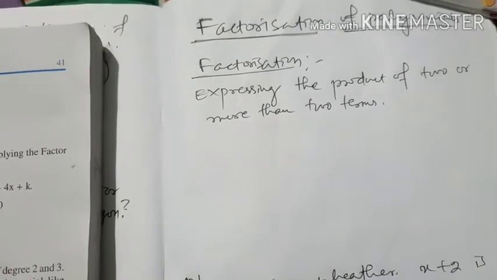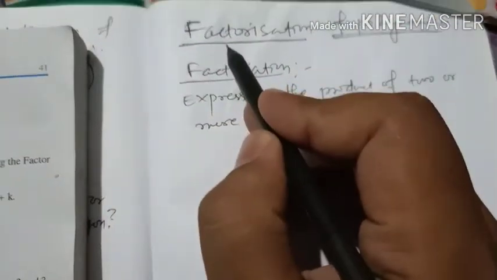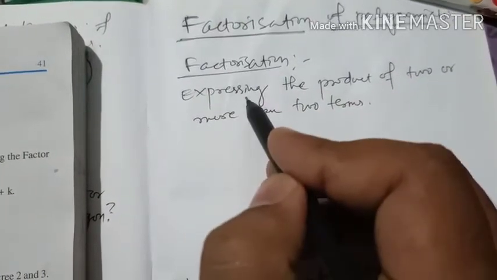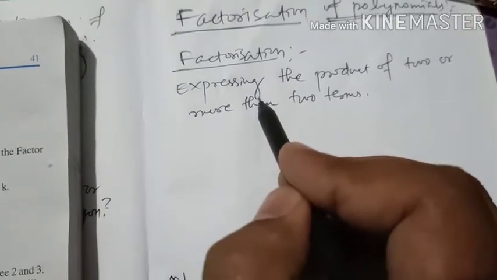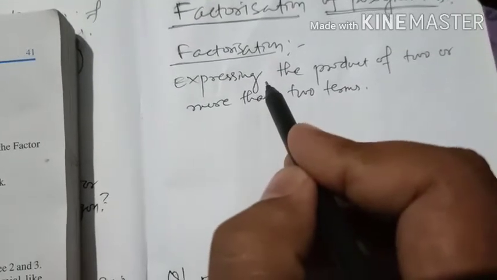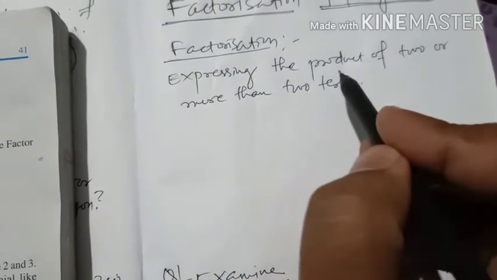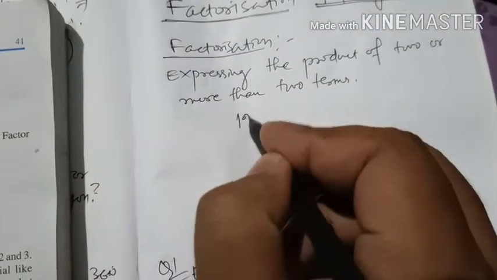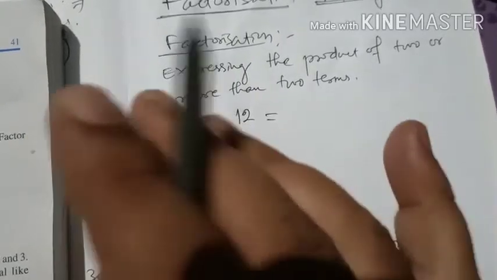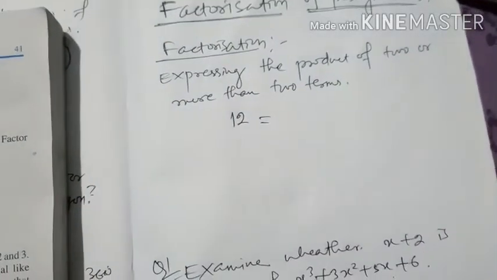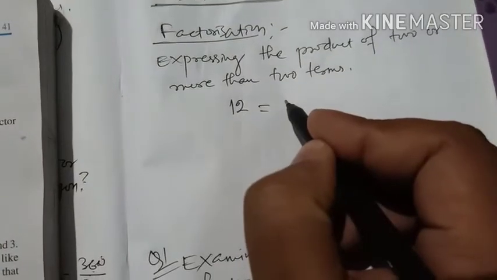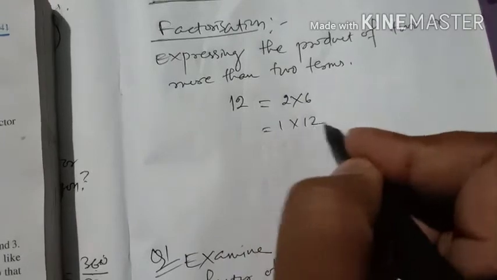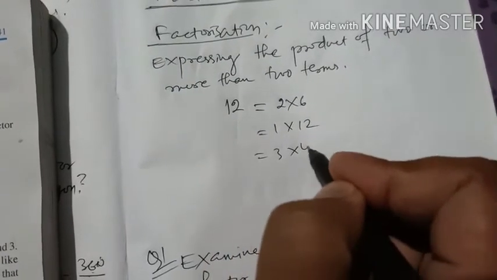So students, you can see there, the title is factorization of polynomials. First of all, we have to know what is factorization. Factorization means expressing a number or an expression as the product of two or more terms. For example, here it is the number 12. If we express this as a product, meaning multiplication of two or more terms, it can be 2 into 6, 12, 1 into 12, and you can write 3 into 4 is also 12.